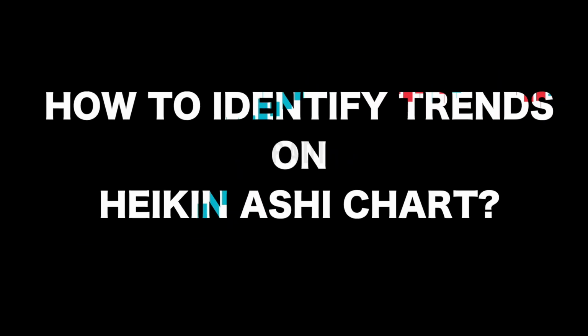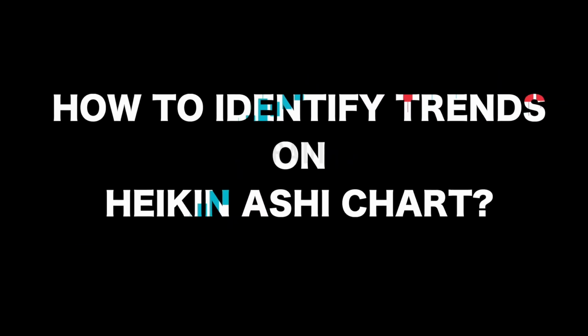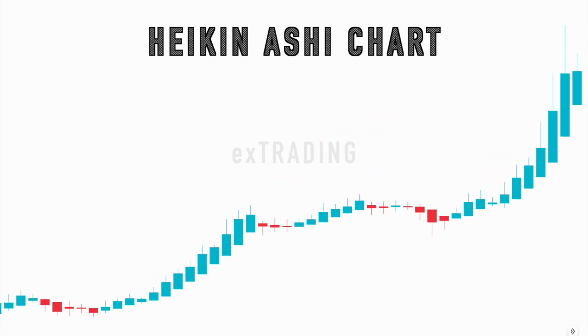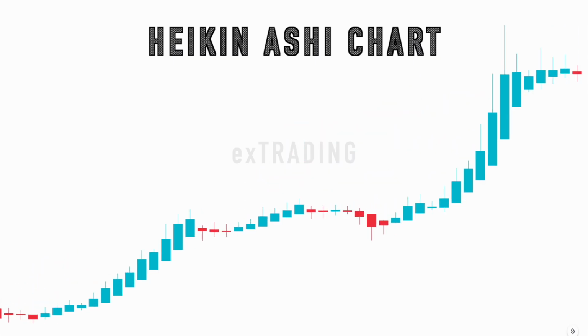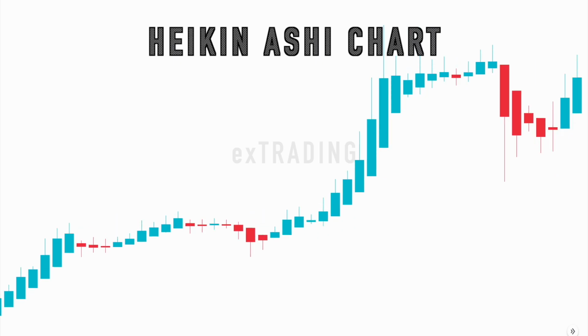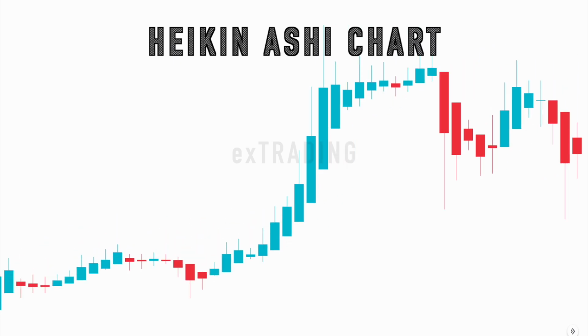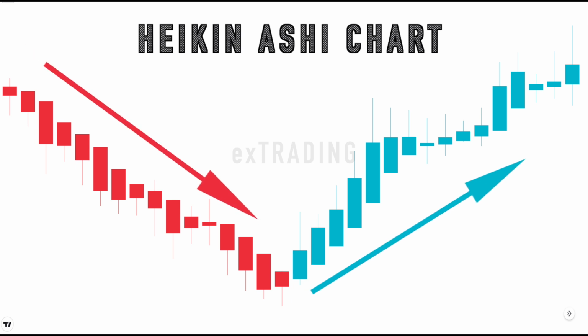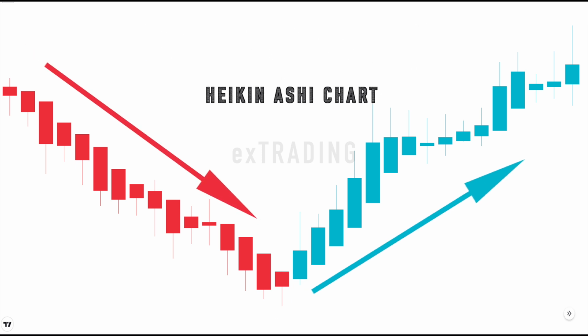How to identify trends on Heikin Ashi chart? As we have pointed out, the ease of trend identification is one of the major benefits of using a Heikin Ashi chart. With a Heikin Ashi chart, you can confidently distinguish strong trends from unsustainable price action. Let's take a look at some examples of trends, both bullish and bearish, using the Heikin Ashi chart.